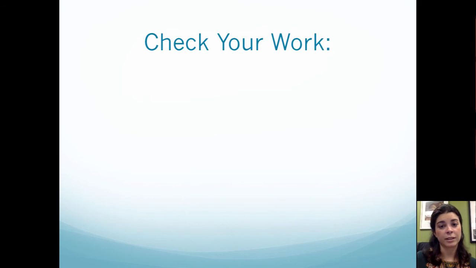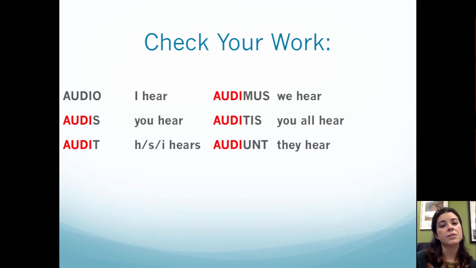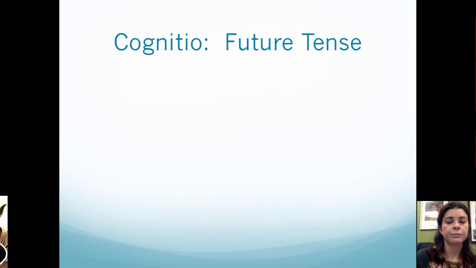Now, let's check your work. First, audio, I hear. Audis, you hear. Audit, he, she, or it hears. Audimus, we hear. Auditis, you all hear. And audiunt, they hear. Now again, remember, the i still stays from the stem. You just add a -unt after it. So audiunt has 2 vowels, both in there.